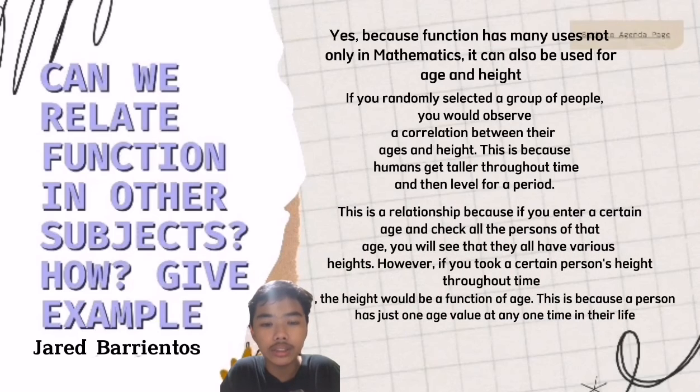This is a relationship because if you enter a certain age and check all the persons of that age, you will see that they all have a certain height. However, if you took a certain person's height throughout time, the height will be a function of age. This is because a person has just one age value at any one time in their life.